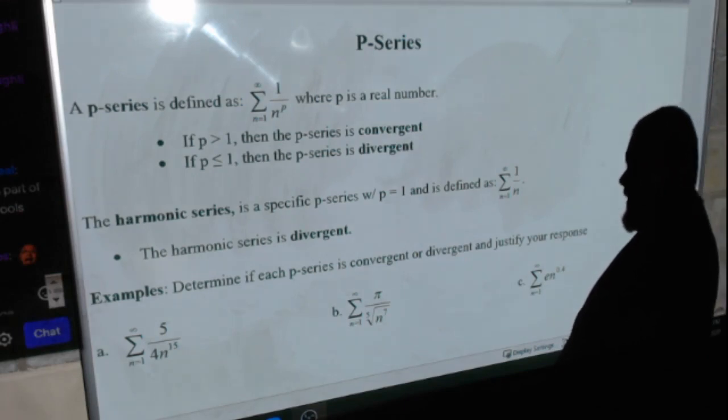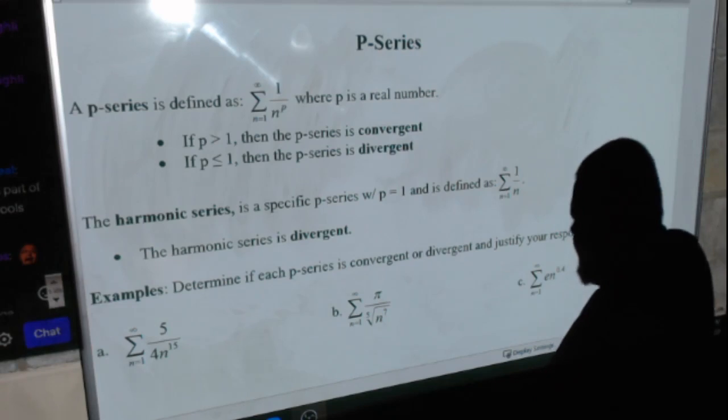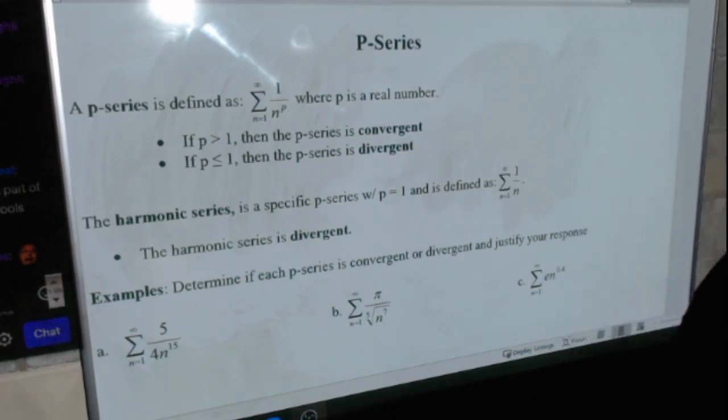One thing I would like to say here is do not confuse this with the geometric series. For the geometric series, the absolute value of r had to be less than 1. Here, p is greater than 1.